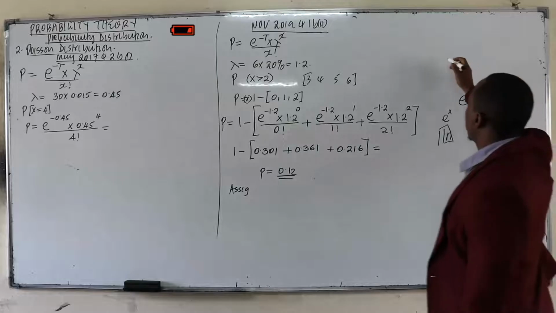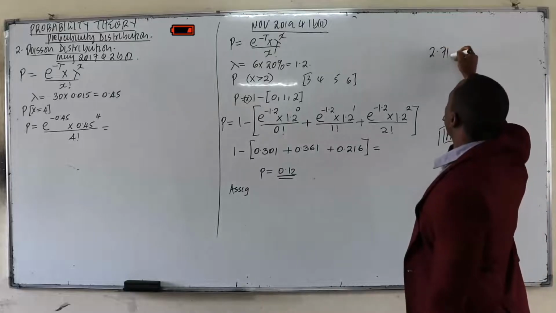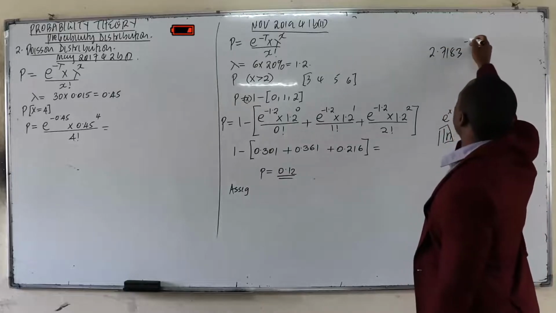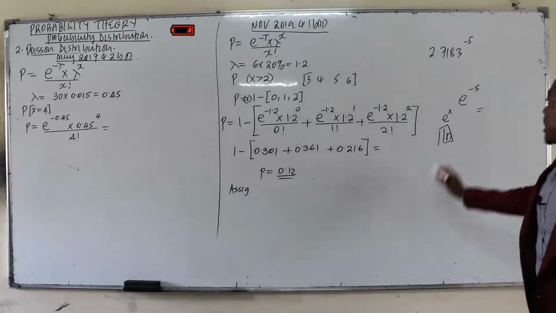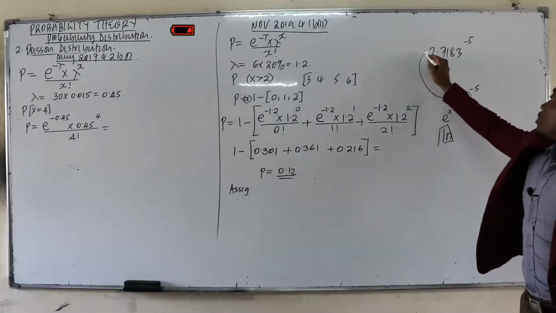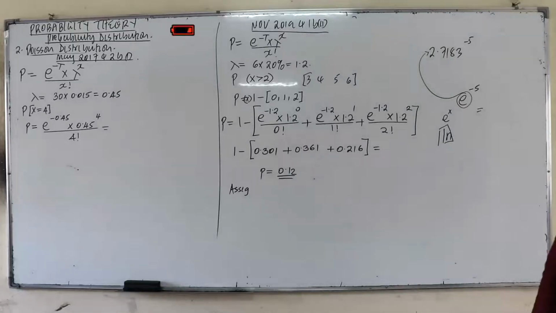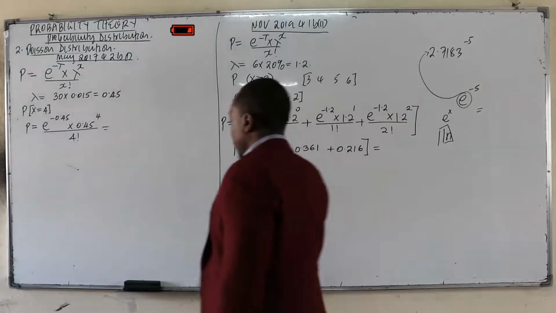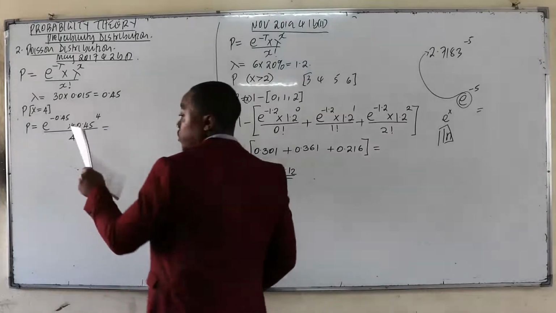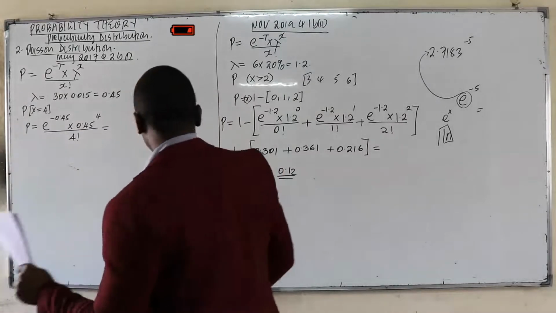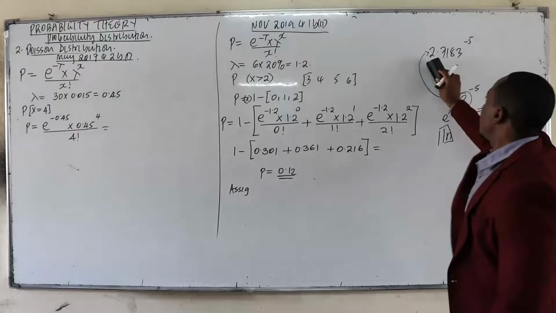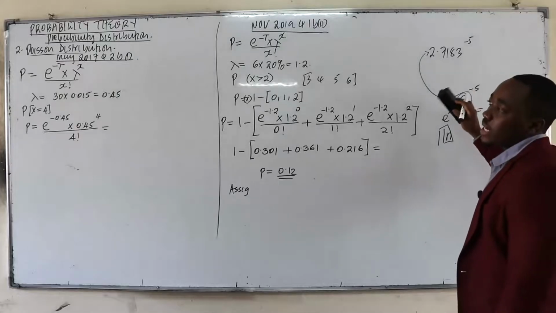Okay, now can you take 2.7183 raised to power negative 5? Remember, e is the exponential constant, which is 2.7183. I'm hoping you're getting the same answer, right? So if you decide to use e directly, don't write raised to power. If you decide to use 2.7183, that's when you write raised to power.